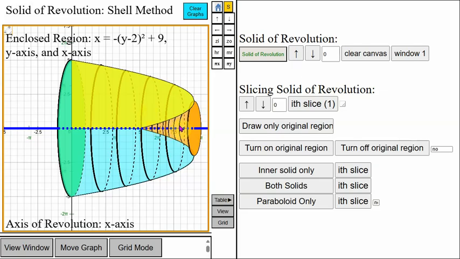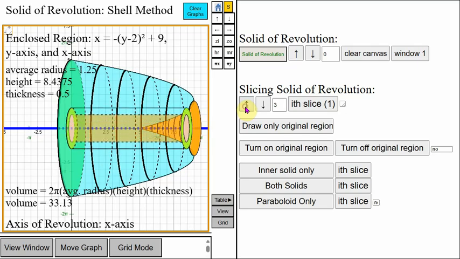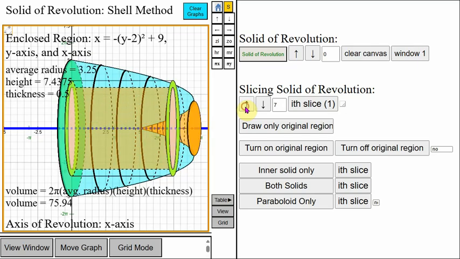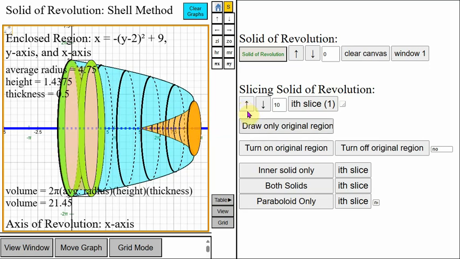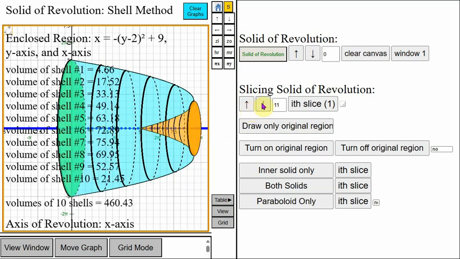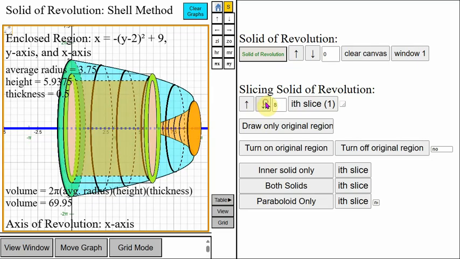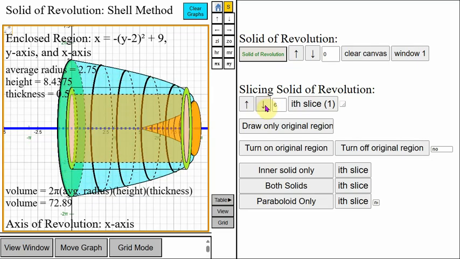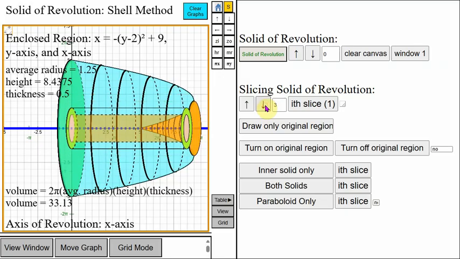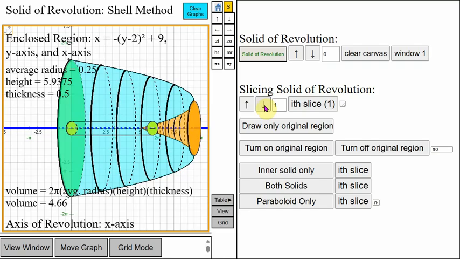And so what we're going to do is use the shell method, and fill the solid of revolution with what are called cylindrical shells. Here's what the shells will look like. For this particular example, I'm going to fill this solid of revolution with 10 shells, find the volume of each shell, and then add the volumes of the 10 shells together, and that will give us an approximation for the volume of the solid of revolution.